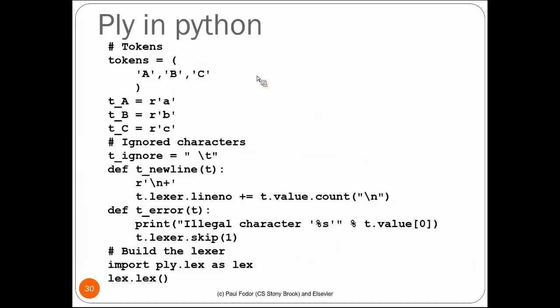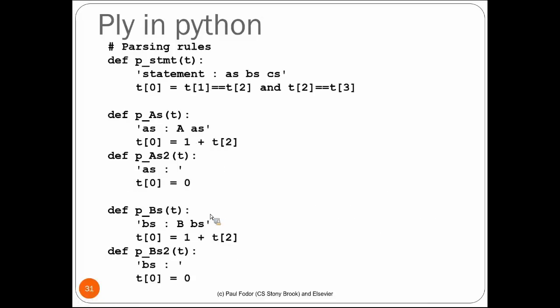So first I define the tokens A, B, and C. And these are just the A's, B's, and C's that we see in our program. We ignore all of the white characters, but any other character, and new lines, will actually give us an error. We build a lexer before we define the parser. So in the parser, we attach these attribute rules. Let's see the first one.